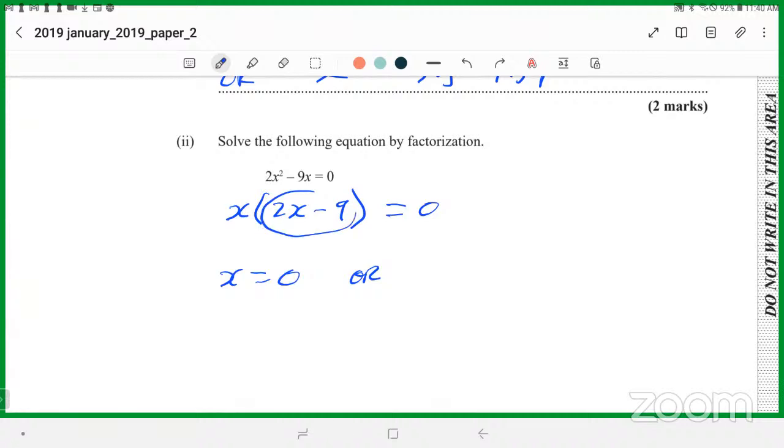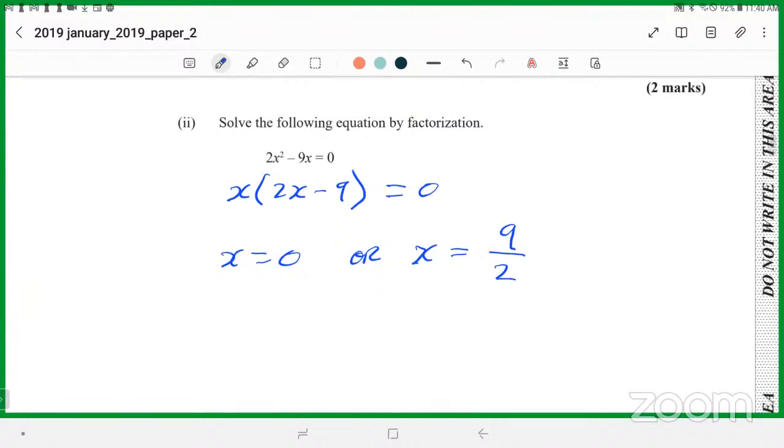Because if this is equal to 0, you would carry over the 9 first and get a positive 9 and then divide by the 2. So you would get x equals a positive 9 over 2. Everybody can say that? Those are the 2 answers. Beautiful. Let's go. Next question.